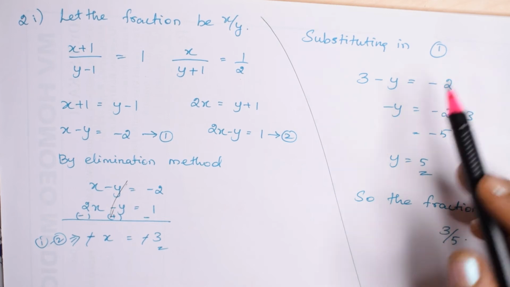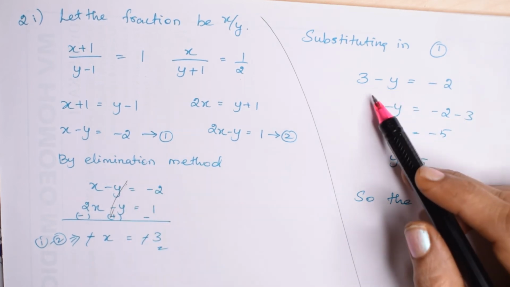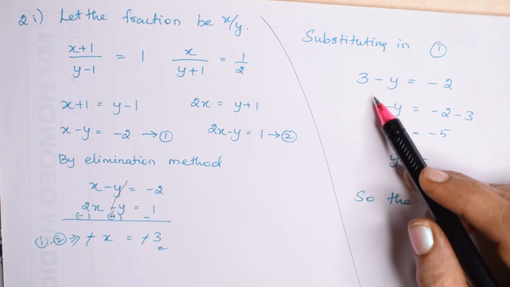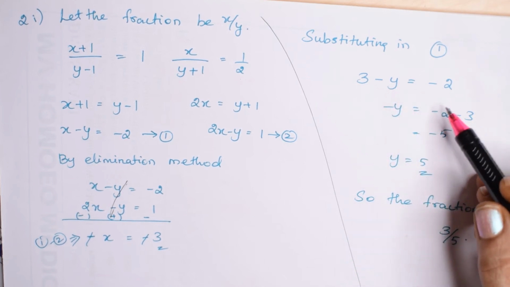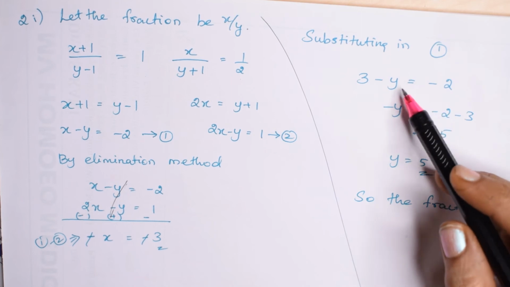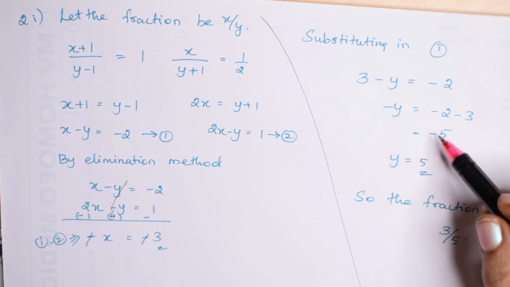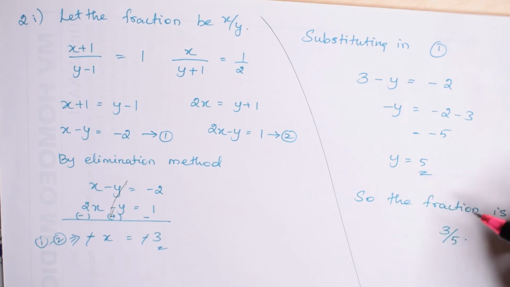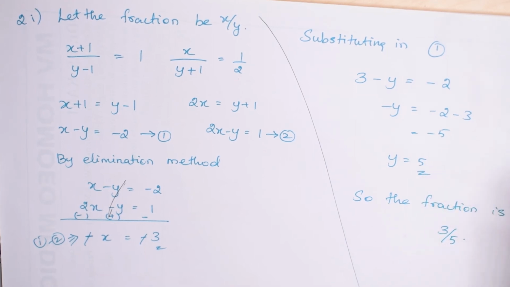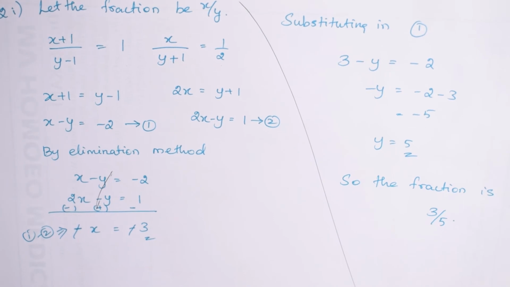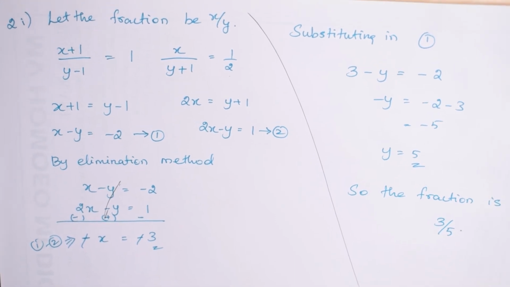I am substituting 3 in the place of x in the first equation. 3 minus y is equal to 2, so minus y is equal to, this 3 will go there as minus, so minus 5, and minus gets cancelled, so y is equal to 5. So the fraction is 3 by 5. And whenever you do a sum like this, you can cross check it. By cross checking, I don't mean that you can do the substitution method again. No, I am not meaning that.